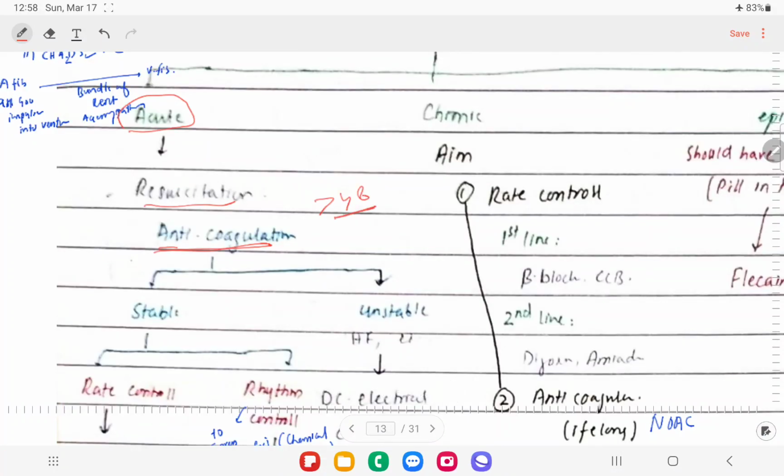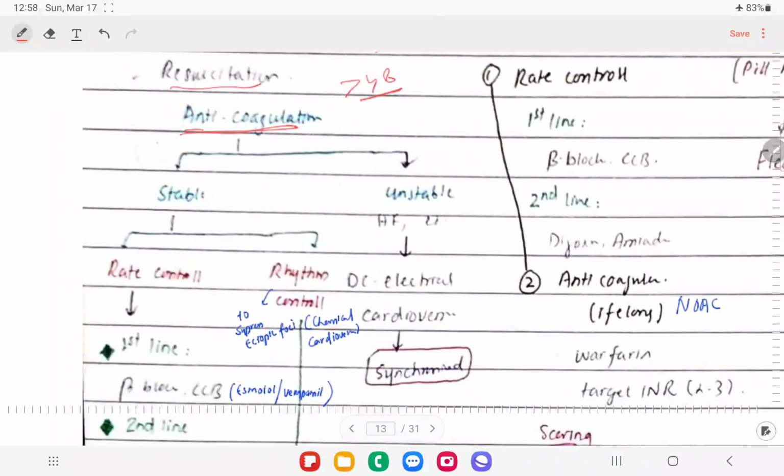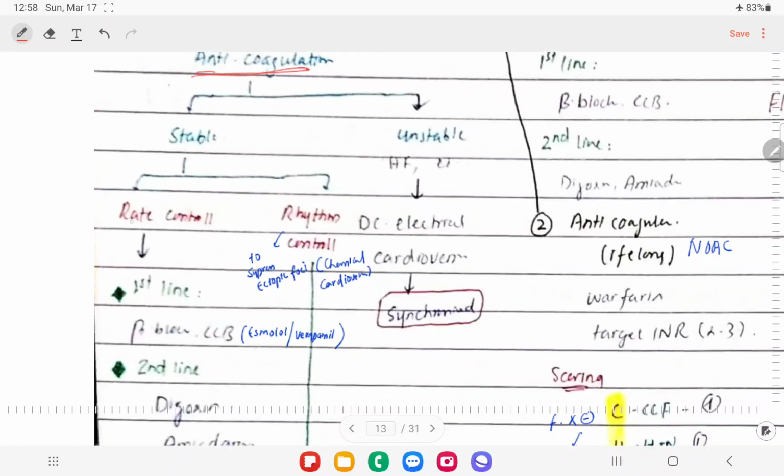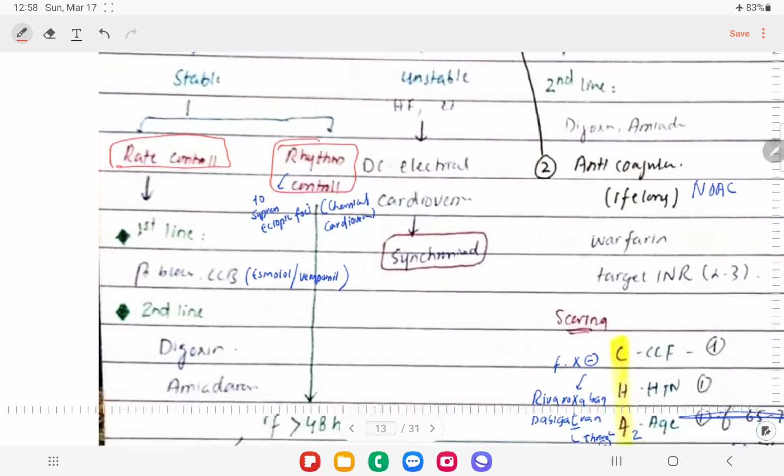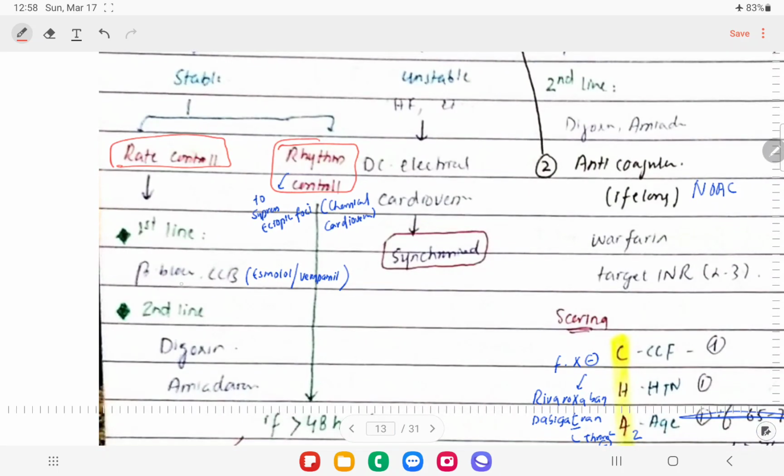So we're going to anticoagulate this patient, and then we will control the rhythm in these patients, right? If the patient is having an episode of less than 48 hours, we can go for rhythm control in these patients. So basically treatment is dependent on rate control and rhythm control, right? For rate control, we'll have drugs like beta blockers and calcium channel blockers like esmolol and verapamil. We're going to use these for rate control in these patients. And the second line is digoxin and amiodarone in these patients, right?